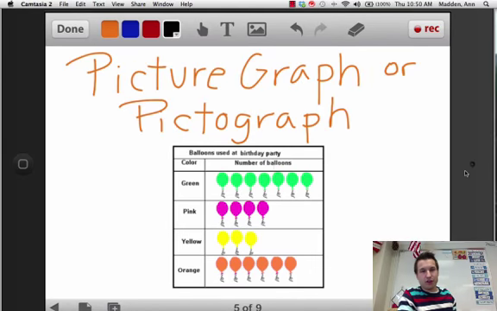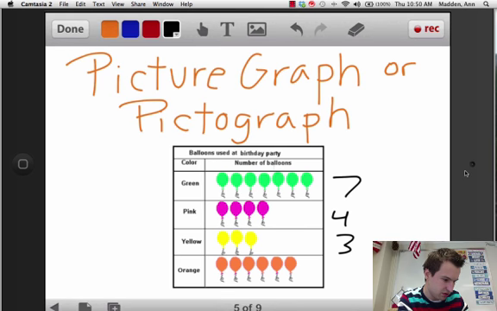The picture graph, also known as the pictograph. The pictograph has pictures to represent data, instead of our bar graph, which has the numbers on the side. So this is pretty easy. We can just count our pictures here. How many people like green? 1, 2, 3, 4, 5, 6, 7. 7. Pretty easy. Picto, pictures. They all sound the same. 1, 2, 3, 4. 3. 1, 2, 3, 4, 5, 6.